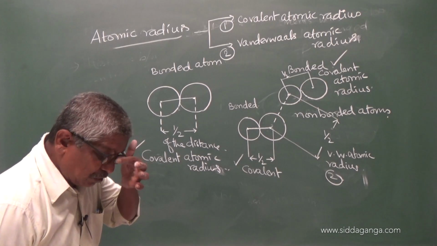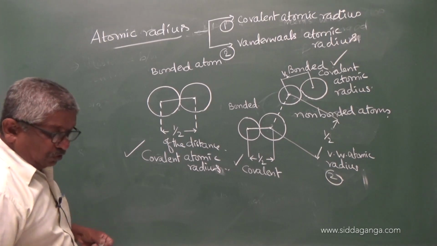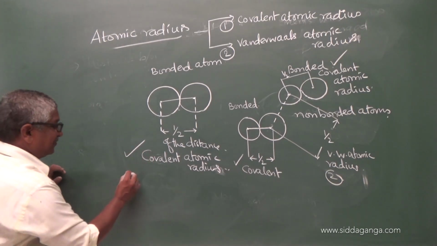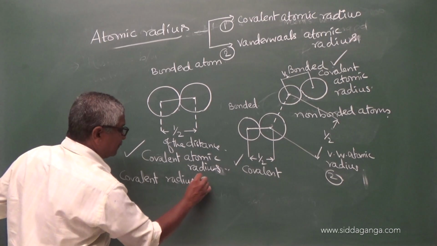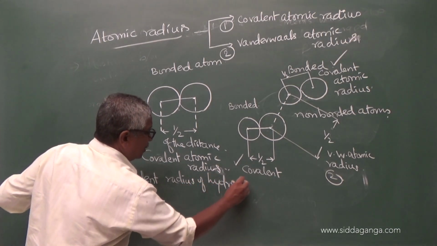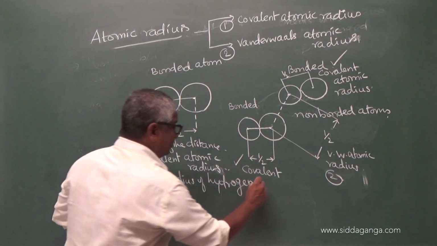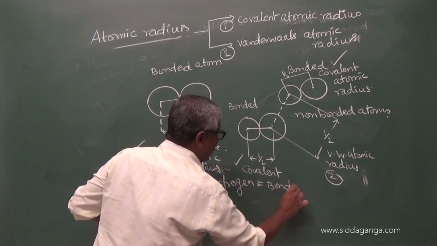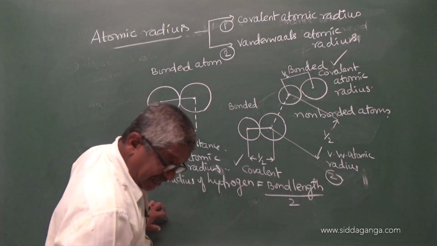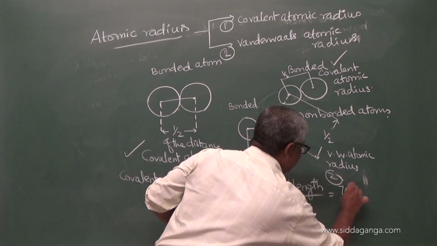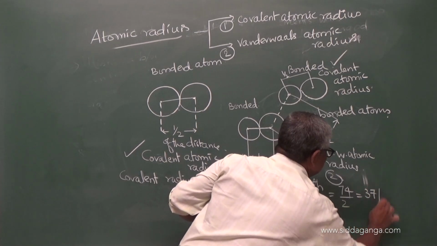For example, the covalent radius of hydrogen. Covalent radius of hydrogen is equal to bond length divided by 2. What is the bond length? It is 74. Bond length 74 divided by 2 is equal to 37 picometer.